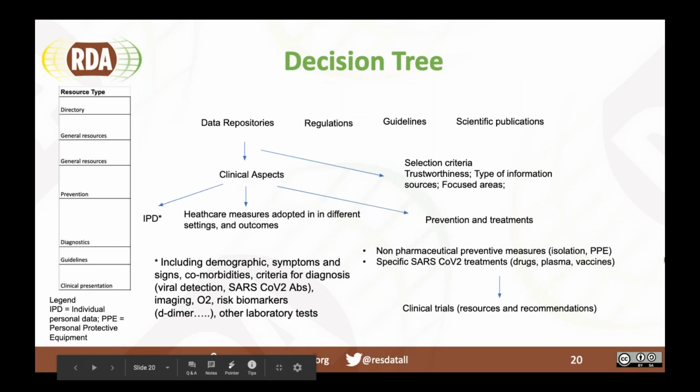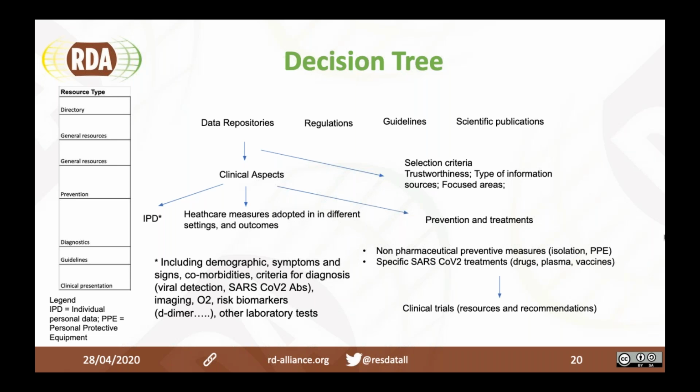So this is the strategy I talked about, that there are some big areas that we want to classify the resources, and then for each of the categories, like the clinical data repositories, maybe have further classifications, and then hopefully that will help people navigate the resources. Next slide.